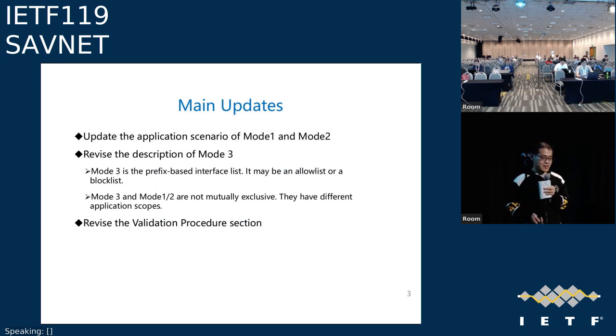This slide shows updates. Firstly, we update the application scenario of mode 1 and mode 2. Secondly, we revise the description of mode 3. Mode 3 is the prefix-based interface list. It may be an allow list or a block list. Mode 3 and mode 1 or 2 are not mutually exclusive. They have different application scopes. Mode 1 and mode 2 are exclusive. They have the same application scopes. Lastly, we revise the validation procedure section to make the procedure more general.